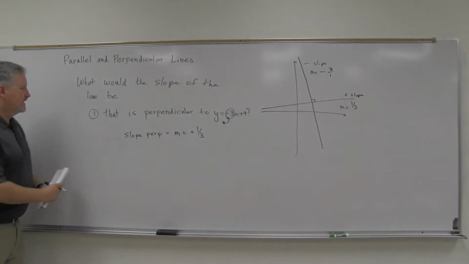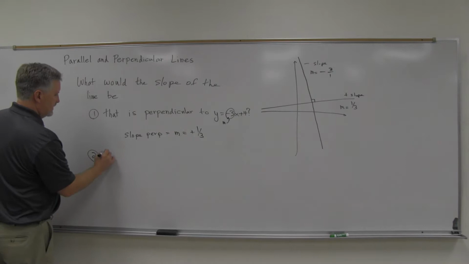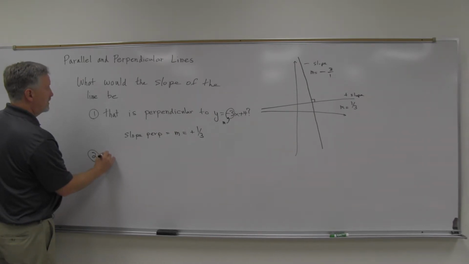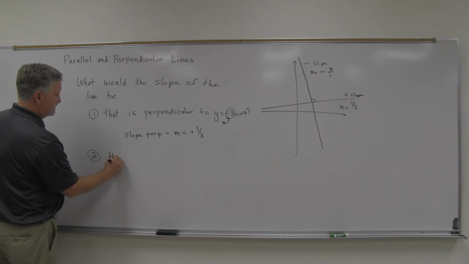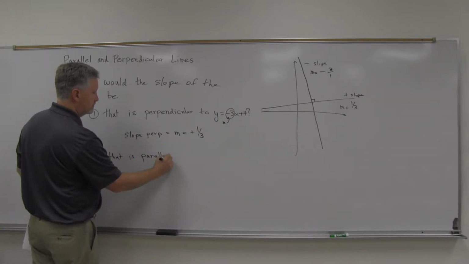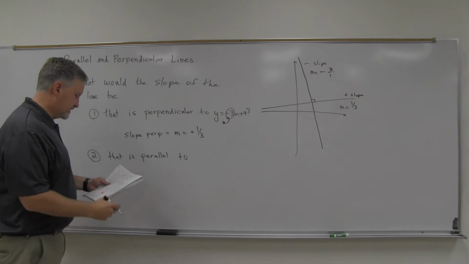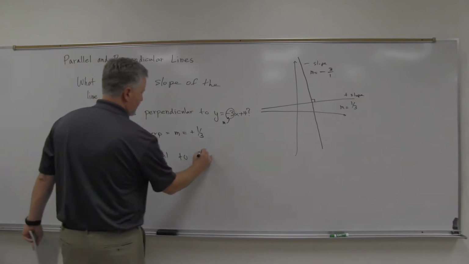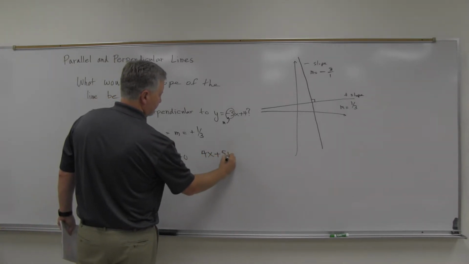All right, number two. What would the slope of the line be that is parallel to 4x plus 5y equals 9?